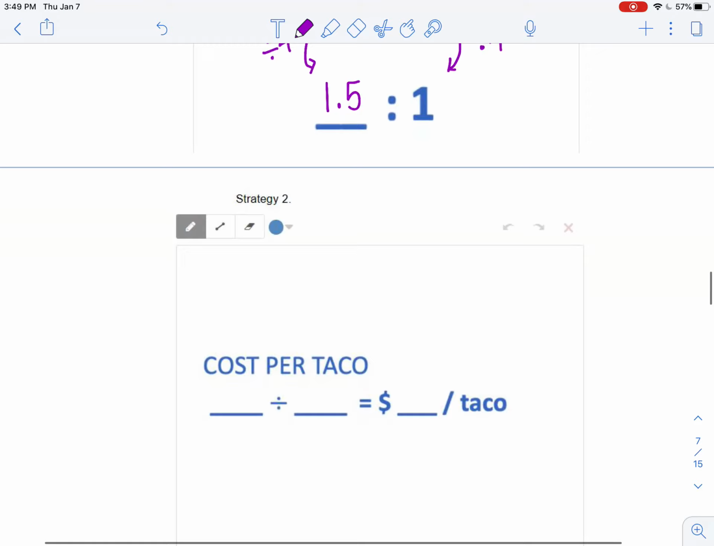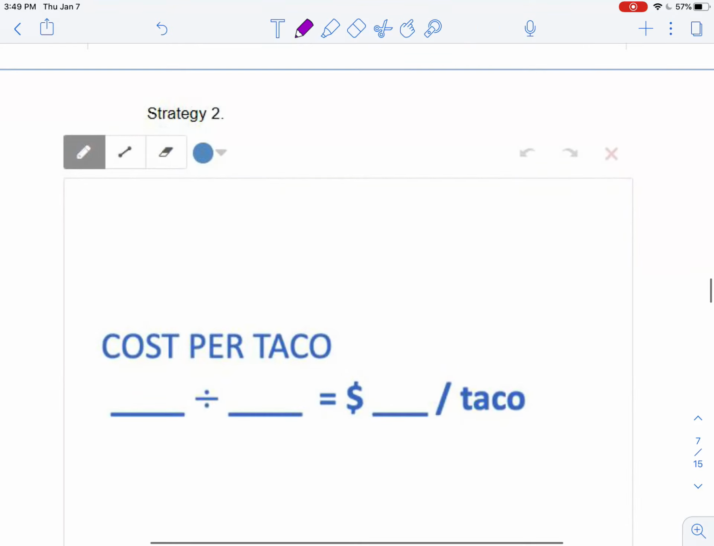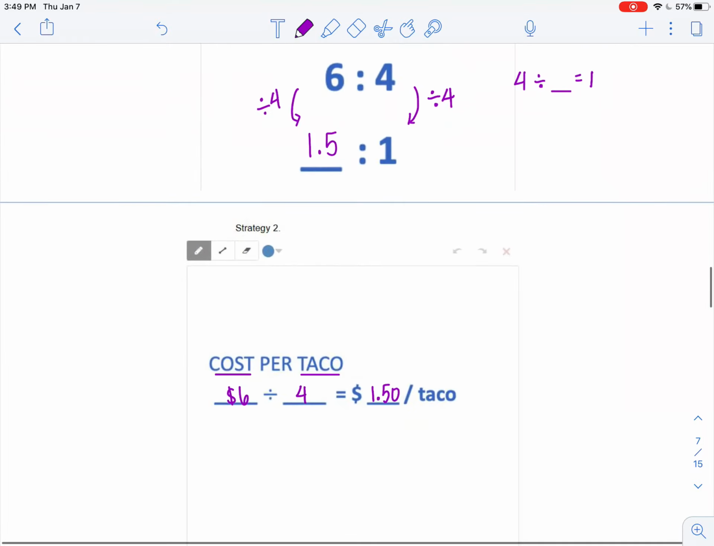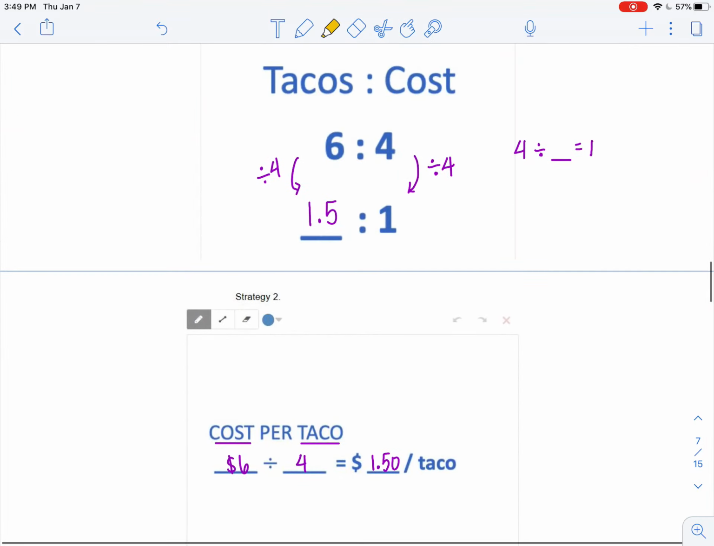Now, you might recall when we talked about unit price, we could also think of this as simply the cost per taco. We know the cost is $6, and we know $6 gets us 4 tacos. 6 divided by 4 is, of course, $1.50 per taco. Either strategy, I'm dividing 6 by 4 for a final answer of $1.50. These are 2 ways to solve the same problem, simply laid out differently.